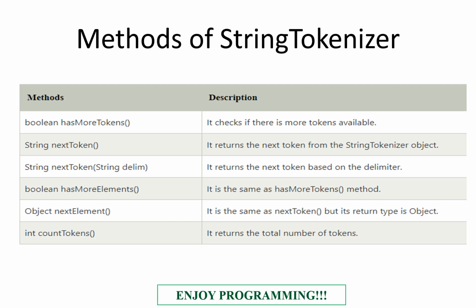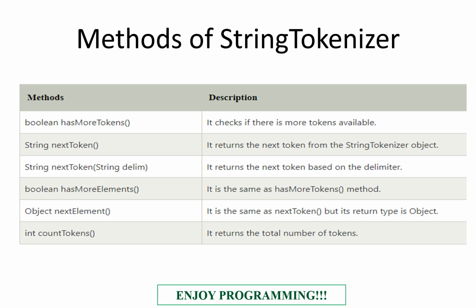The first method, hasMoreTokens, whose return type is boolean, will return true if there are more tokens available from the tokenizing string. This method doesn't move the current position in the string. So this method is used to check whether there are more tokens or not. We can iterate over the string in a loop in order to achieve the task of tokenization.